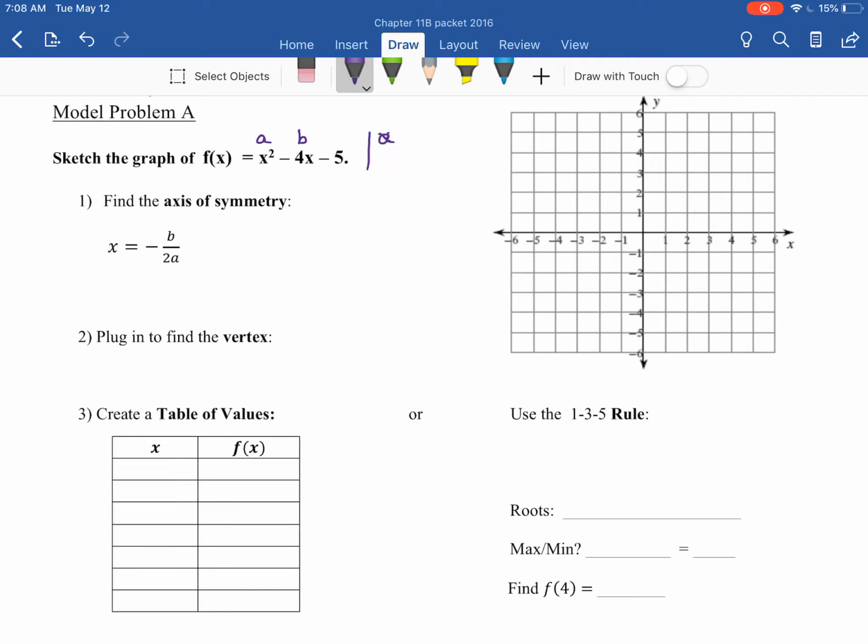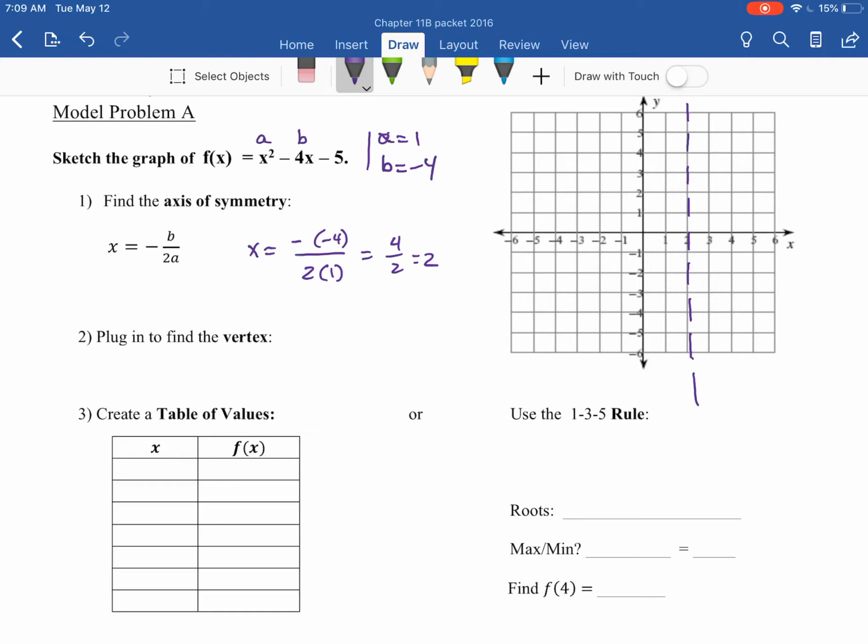So a equals 1, b equals -4, and so we have x equals -4, it's 2 negatives there, over 2 times 1, which is 4 over 2, which is 2. So the axis of symmetry is x equals 2, and what we're going to start to do is draw a line like that.